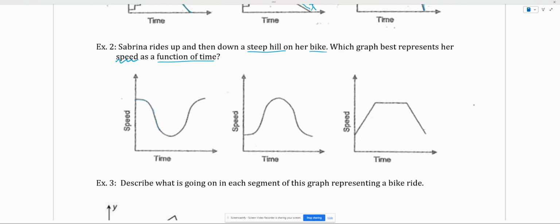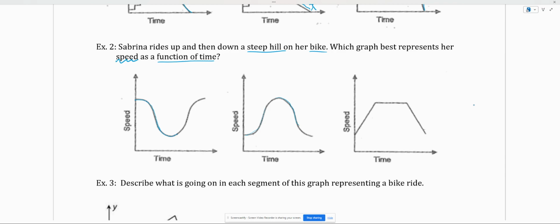Now, lots of students don't think this is the right graph because, well, if she's going up the hill, it would make more sense to look like a hill and then back down a hill. But remember, this is speed. And so when you're going up a hill, you're slowing down, you're getting more and more tired, slower, slower, slower. You're probably at your slowest point near the peak.